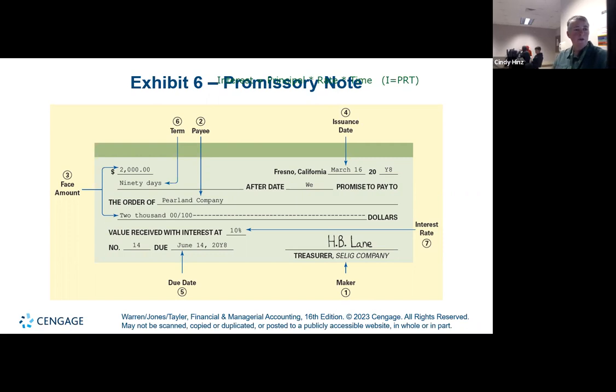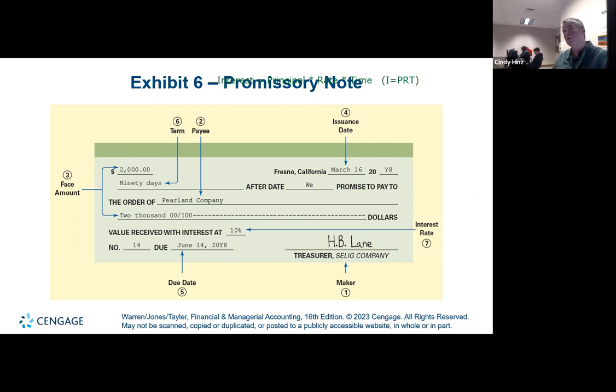There's number 6, the term, the amount of time that this note is good. So it helps us to calculate when we have to pay back the amount that we borrowed if we're the maker of the note. Now, keep in mind that in this chapter, we're talking about notes receivable. That means that we are the lender or the payee. In chapter 10, which is the current liabilities chapter, we'll be looking at this from the other side.